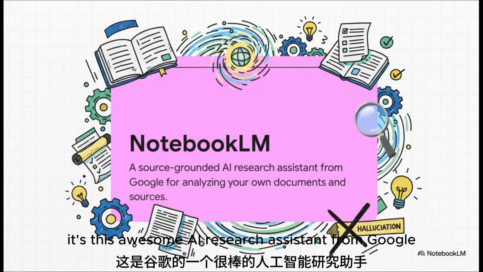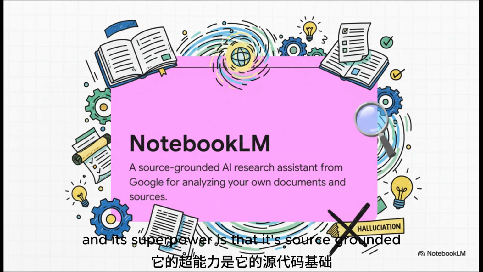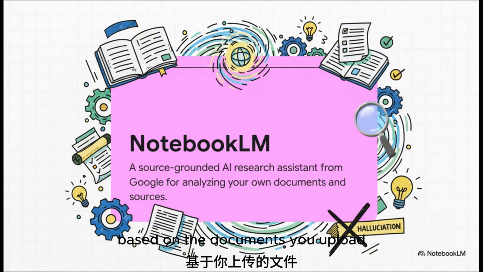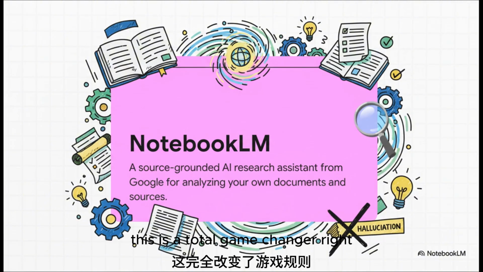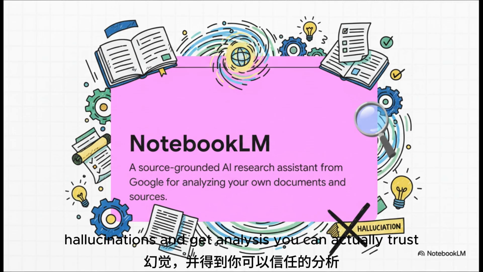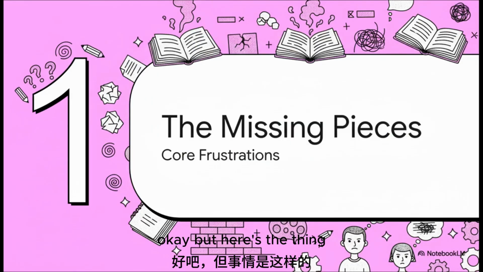It's this awesome AI research assistant from Google, and its superpower is that it's source-grounded. What that means is it only gives you insights based on the documents you upload. This is a total game changer, right? Because it helps you dodge all those weird AI hallucinations and get analysis you can actually trust. Okay, but here's the thing.